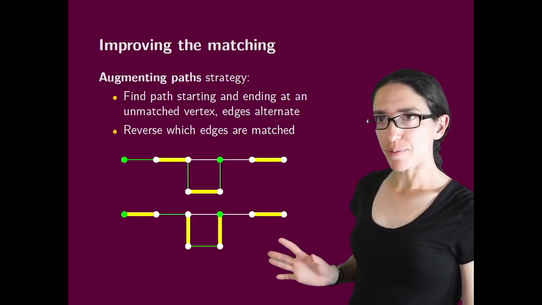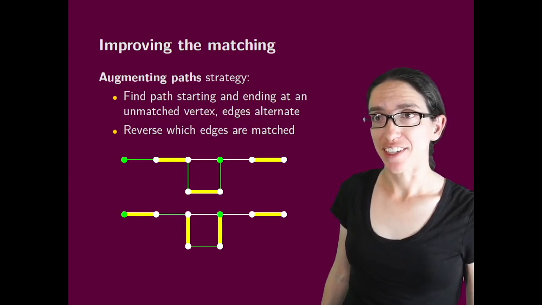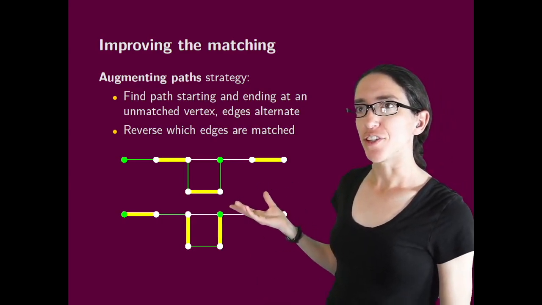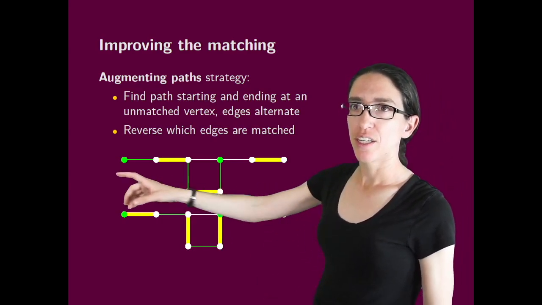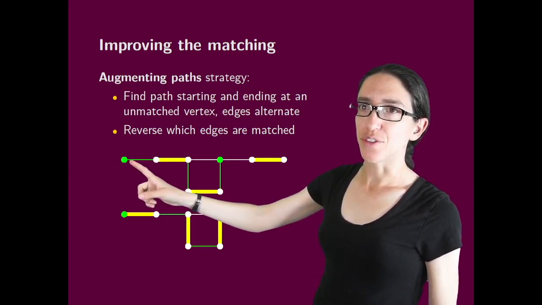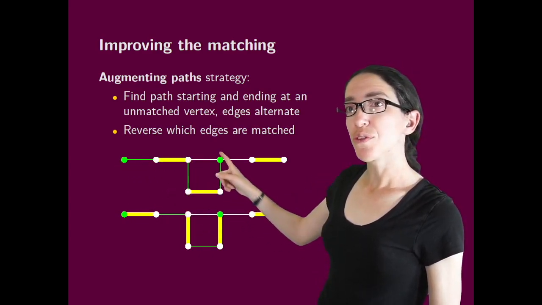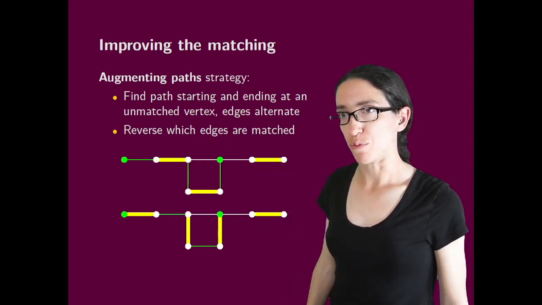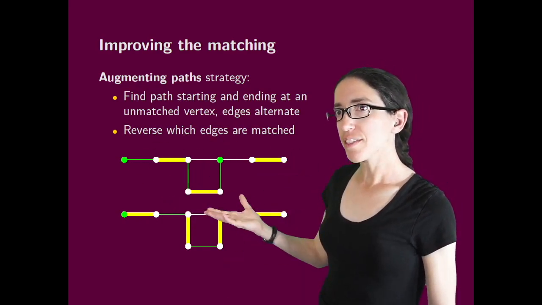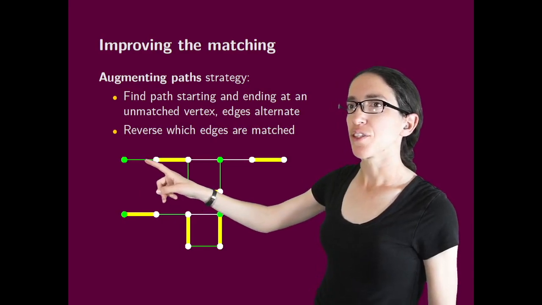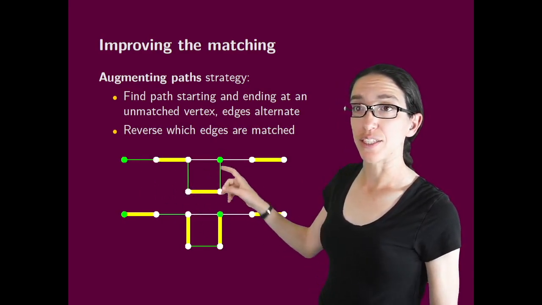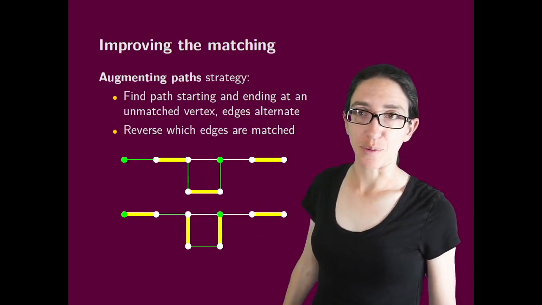So we can improve this matching using the augmenting path strategy. That's where you find a path that starts and ends at an unmatched vertex. So here in this example, let's start at this green vertex and follow this green and yellow path up to this green vertex. Both of these green vertices are not part of a yellow matched edge. And find such a path in which the edges alternate, green, then yellow, then green, then yellow, then green, so the edges are matched starting with the second one and alternating.